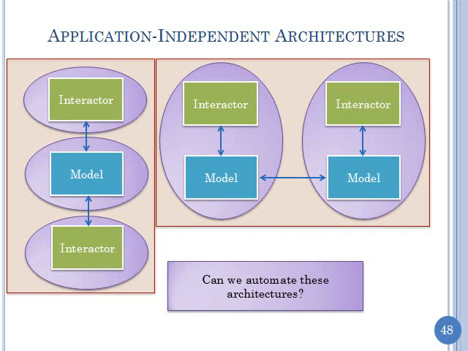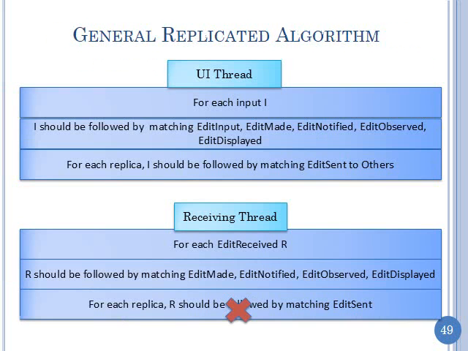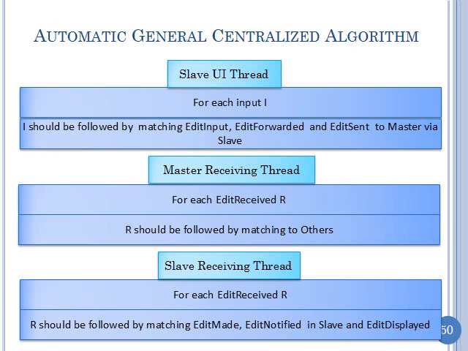Okay, so then the next question becomes, can we automate these architectures? Okay, and we won't be able to do this 3-level thing, so we'll just focus on the pure centralized and the pure replicated architecture. And can we just automate it? Okay, and I gave you an algorithm that was very general. I said edit made, edit input, and so forth. So it seems we should be able to automate it. And for centralized, also I gave you a very general algorithm.